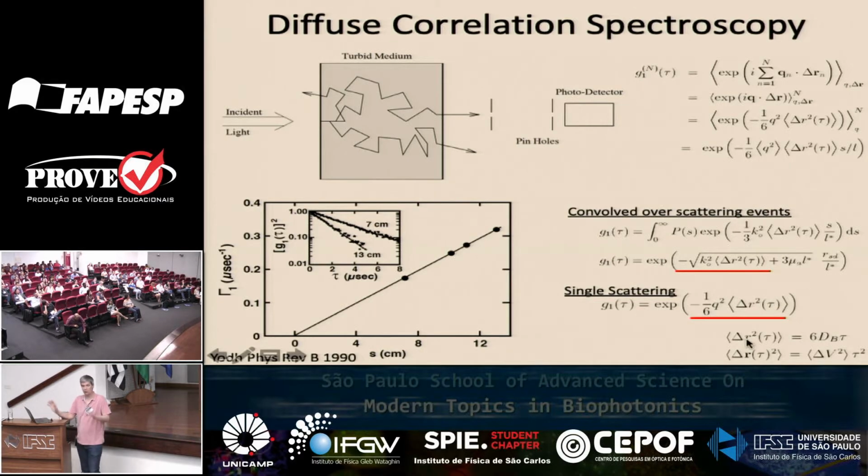And we're sensitive to the mean square displacement of the scattering particles. So if it's Brownian motion, it's the diffusion coefficient. And if it's an ordered convective motion, like with blood flow, we're sensitive to the speed of the moving particles. In tissue, it would be red blood cells, right?